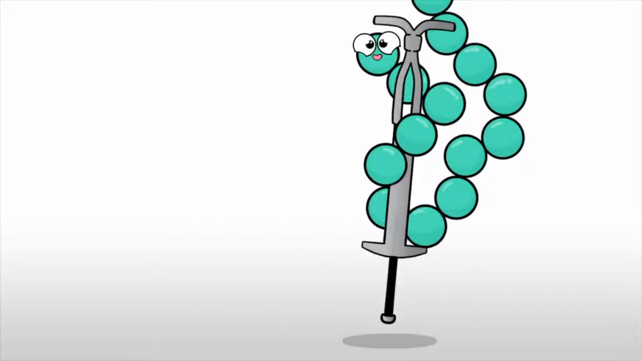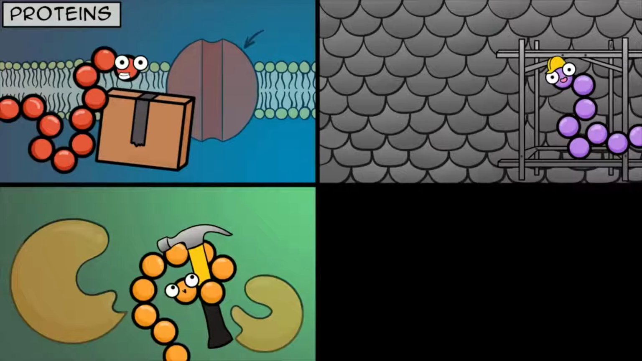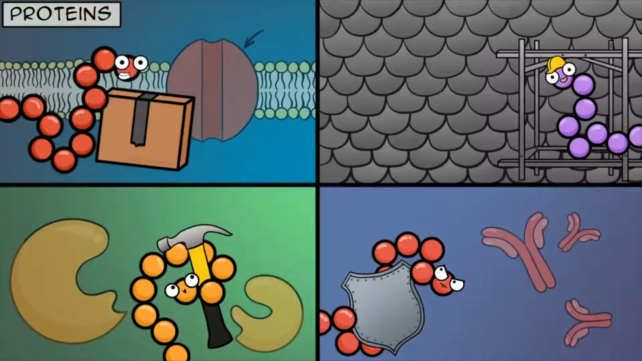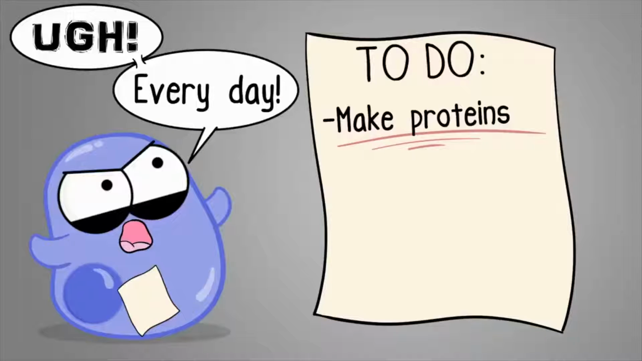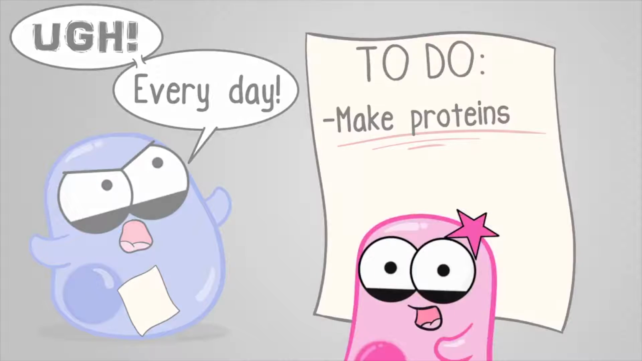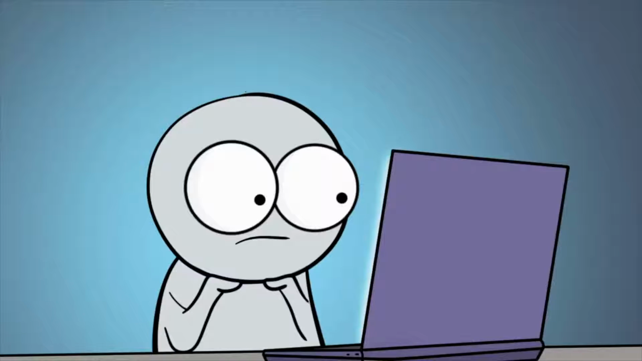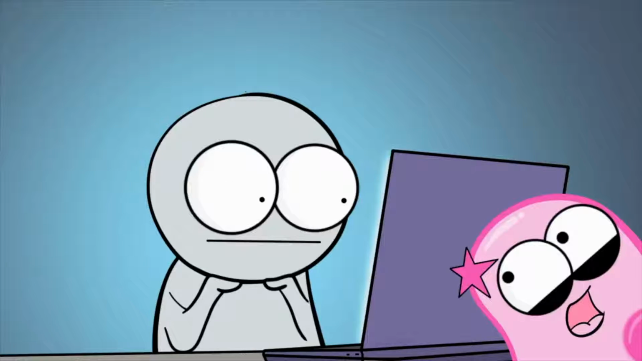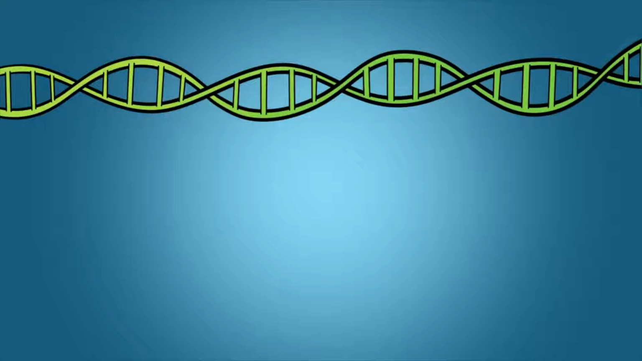They do all kinds of things. Proteins are involved in transport, in structure, in acting as enzymes that make all kinds of materials, in protecting the body, and so much more. You've got to make proteins. It's essential for you to live. And what is so cool is that you are making proteins right now as you sit and watch this video. It's happening in your cells. They're making proteins.